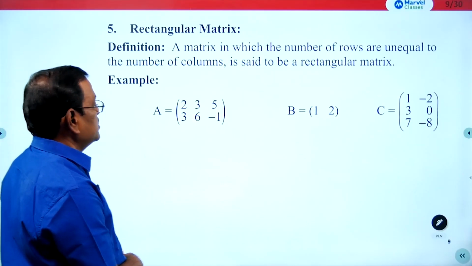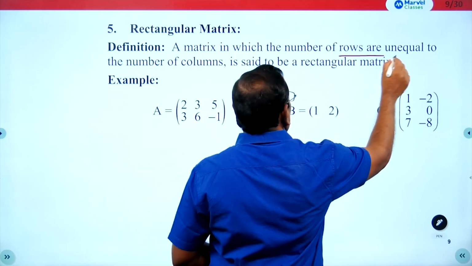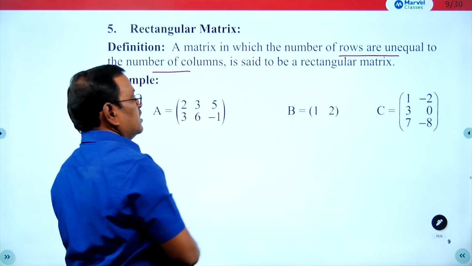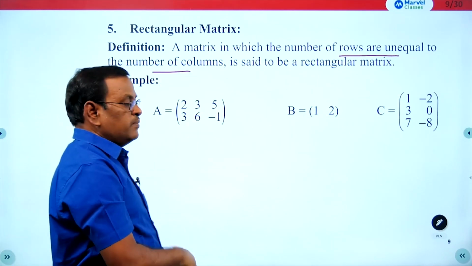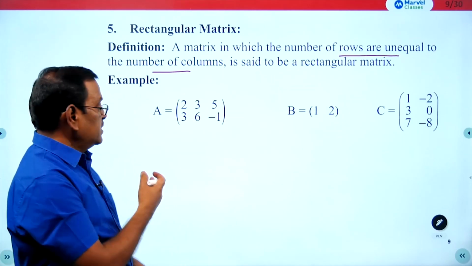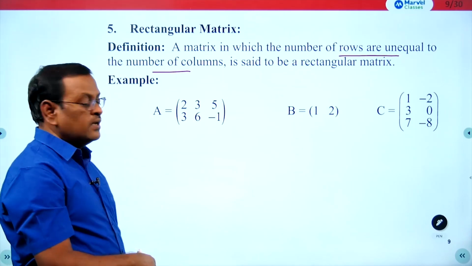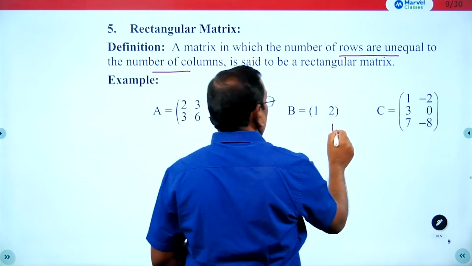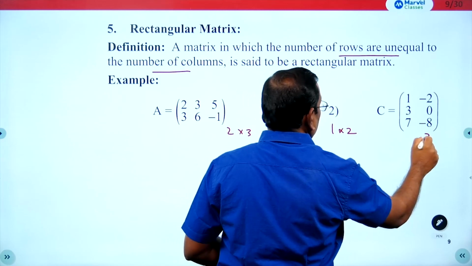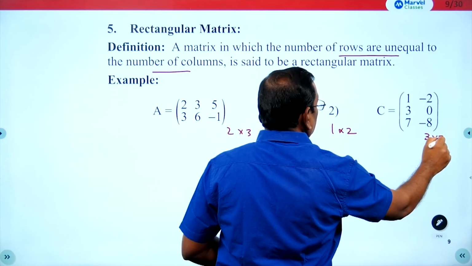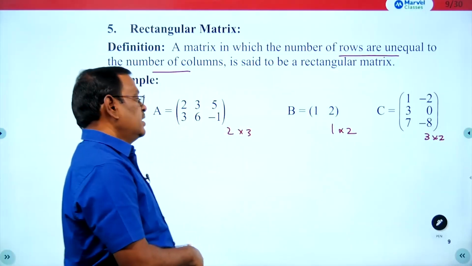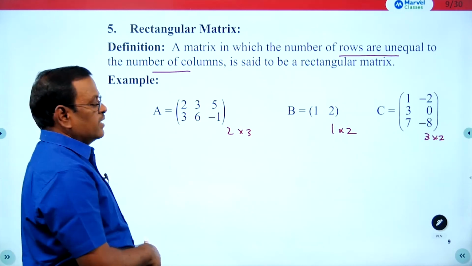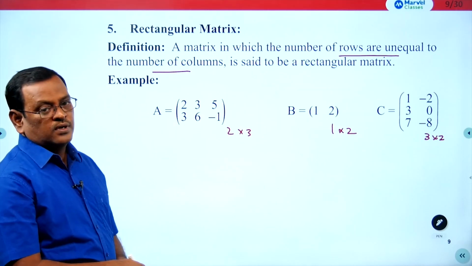And the fifth type, rectangular matrix. A matrix in which the number of rows is unequal to the number of columns. Rows and columns are different. In the previous type, same number of rows and columns, but in this type, different numbers of rows and columns. Here 2 rows and 3 columns, here 1 row and 2 columns, here 3 rows and 2 columns.